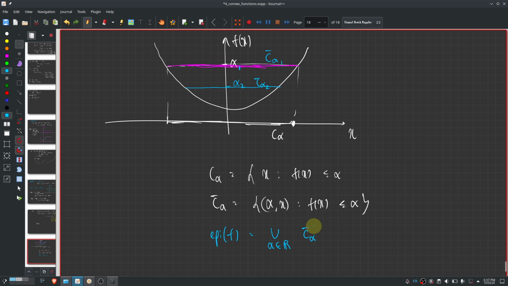Again, this is only in R. In general, sure, you could also consider the epigraph as a union of line segments. Take any 2 points on the surface, for example. It's again a union of uncountably infinitely many line segments. But you could also think of it as a union of these sublevel sets, sort of shifted sublevel sets.